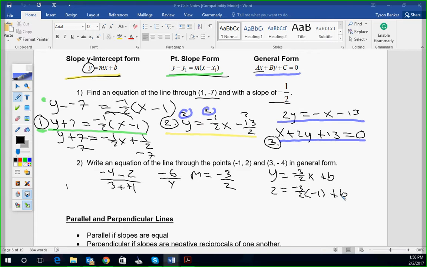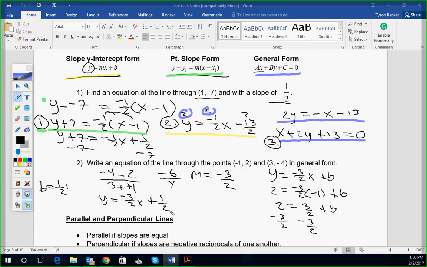So that's where you're at. We plugged in the -1 for x, the 2 for y. So you multiply, and you're going to get 2 equals 3/2 plus b. So we're going to minus 3/2. 2 minus 3/2 is 1/2. I hope we know that. So we got b equals 1/2. So we have this: y equals -3 over 2 x plus 1/2.